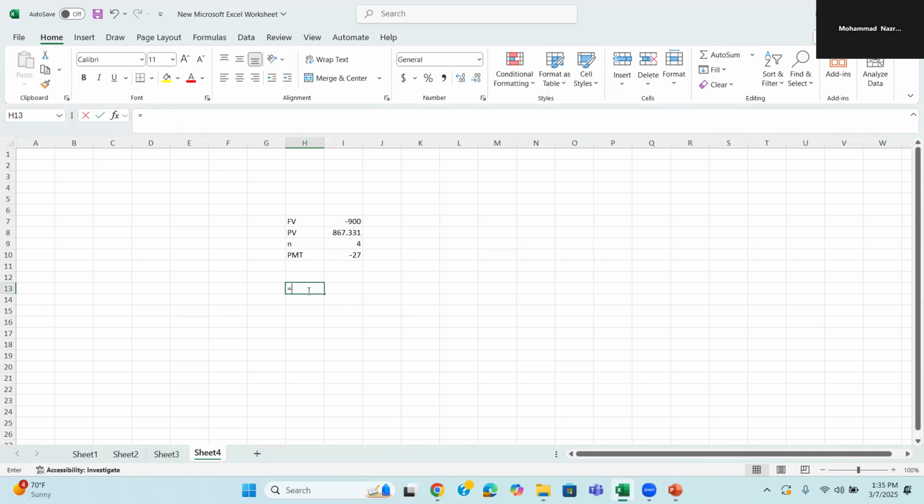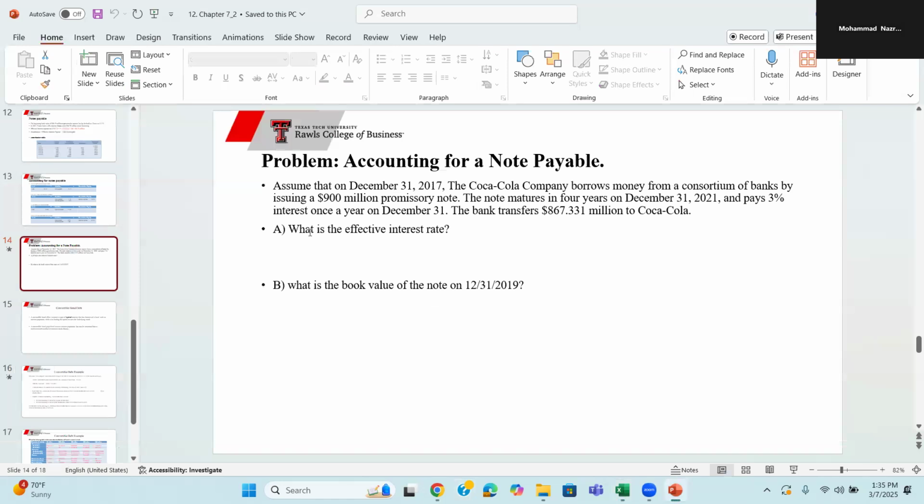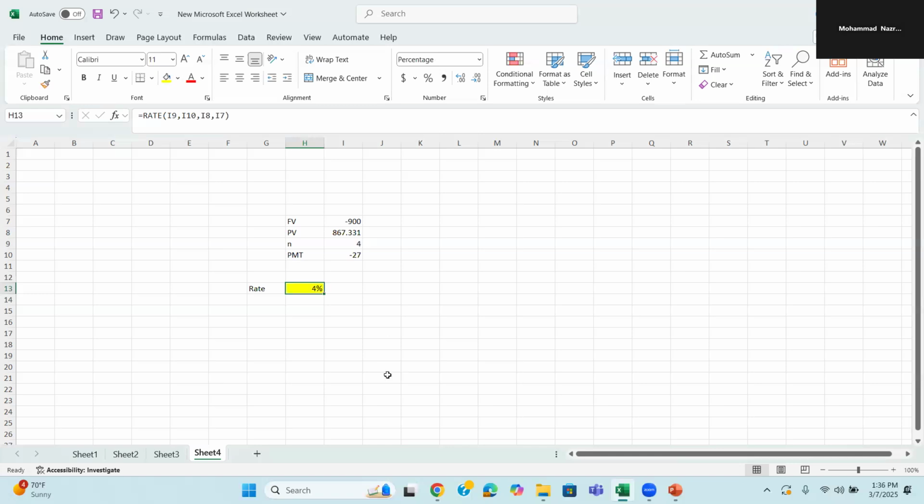Now we can calculate the effective rate from here. If you write the rate function, you see the specification here: our nper is 4, payment is 27, our present value is 867, and our future value is 900. You just plug in the values and you get 4% as your effective interest rate for the amortization of the book value of the notes. So we have our first answer for requirement A. What is the effective interest rate? Our effective interest rate is 4%.